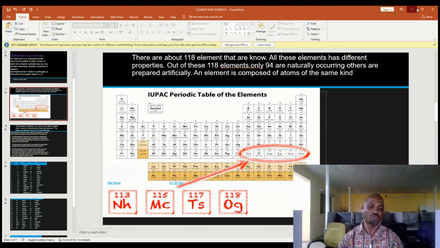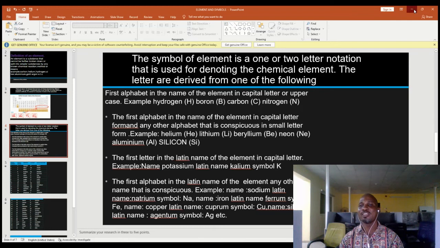My wonderful student, I'm sure that you are enjoying this lesson already. If you are, follow me as we'll be looking at what a symbol is. I know you must have come across different types of symbols, but in chemistry, the symbol of an element is a one or two letter notation that is used for denoting the chemical element.